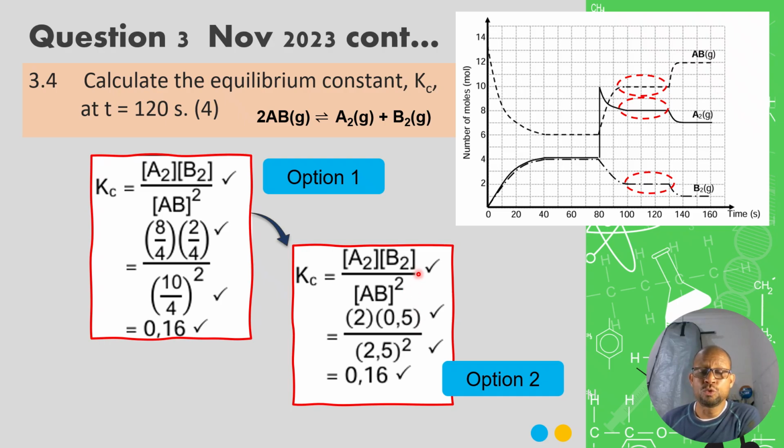And make sure that you use square brackets, and then once you've used that in your formula, you can then, in your second step, when you substitute the values for the variables, use round brackets and then calculate your answer. Okay, that's the answer for 3.4. Let's continue.